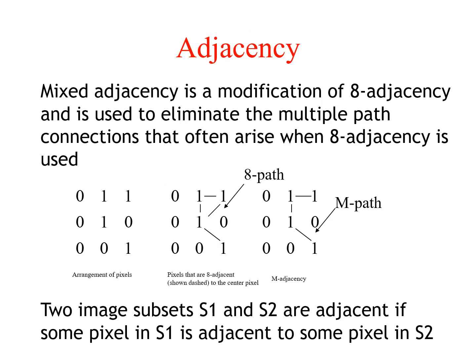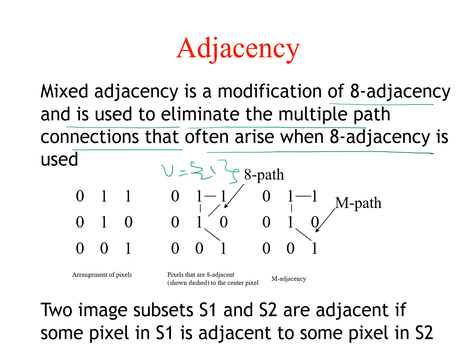So mixed adjacency is a modification of 8 adjacency and is used to eliminate the multiple path connections that often arise from 8 adjacency. Here you can see this is the set of V, and suppose V is 1. So you have to connect like this, right? All the paths are possible. So there are multiple paths, and here since this is not satisfying the set of V, you cannot connect like this. You have to connect like this. You cannot connect like this also because this is not in set of V.